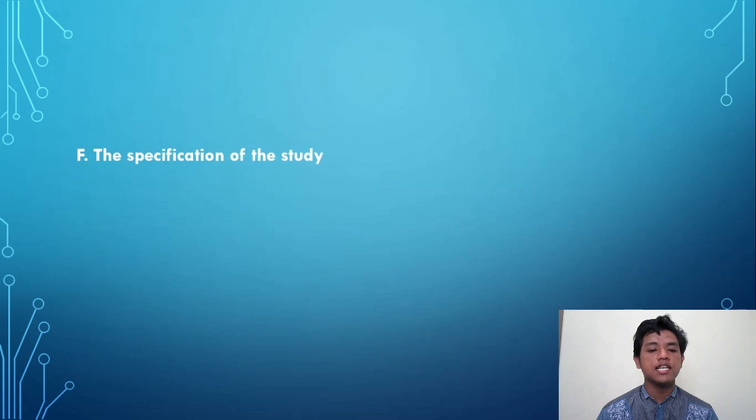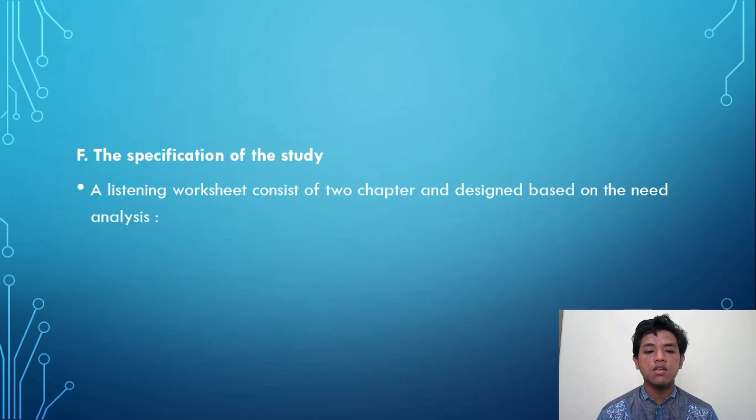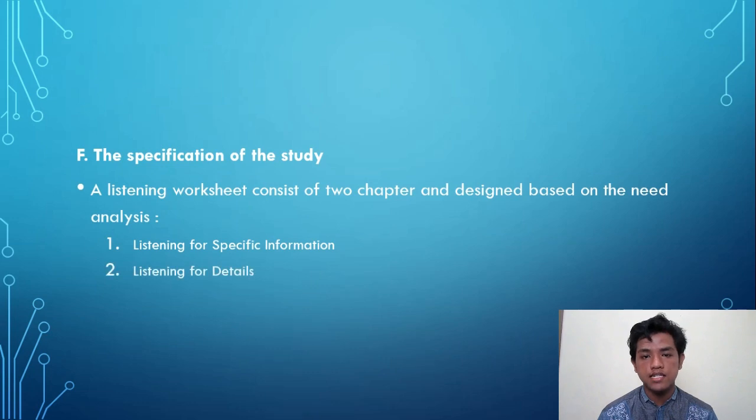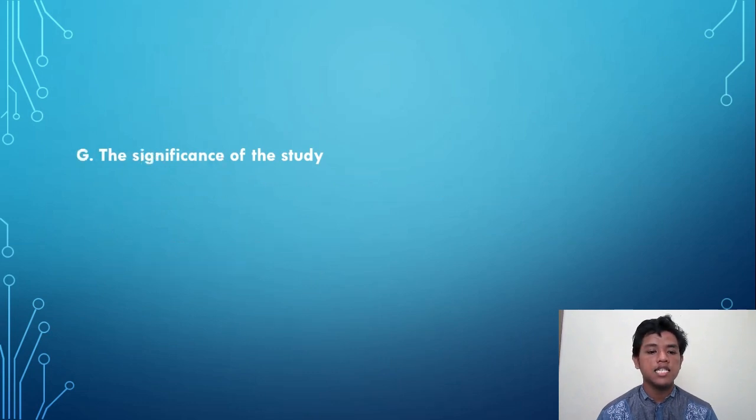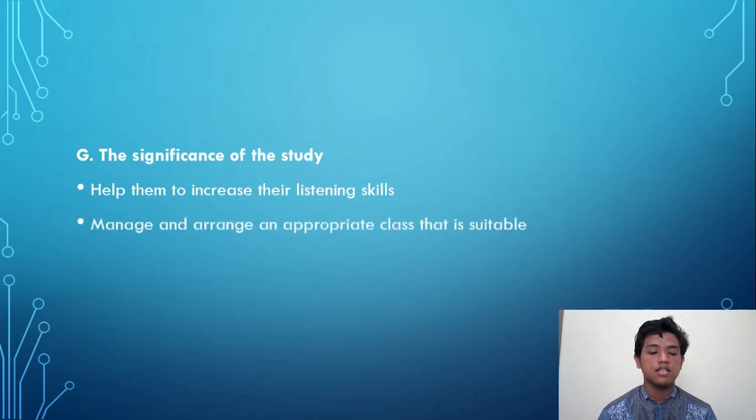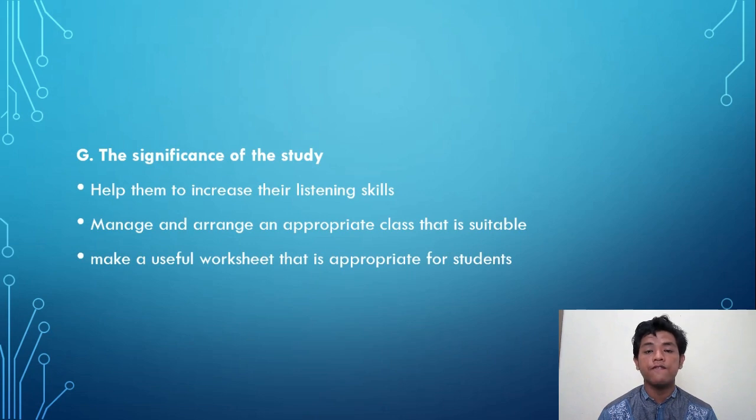Next point is the specification of the study. A listening worksheet consists of 2 chapters and is designed based on need analysis. First is listening for specific information and then listening for details. Next point is the significance of the study. Help them to increase their listening skills. Manage and arrange an appropriate class that is suitable. Make a useful worksheet that is appropriate for students.